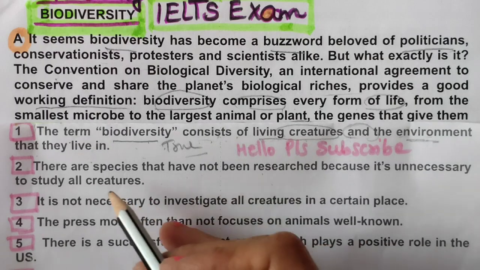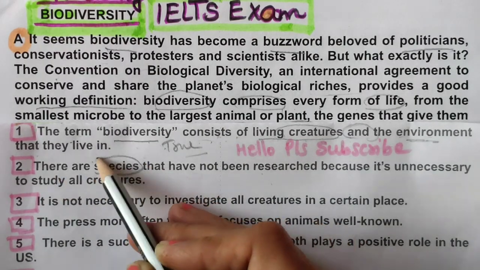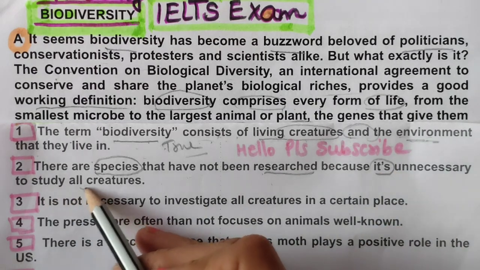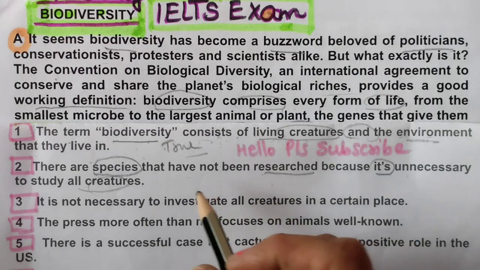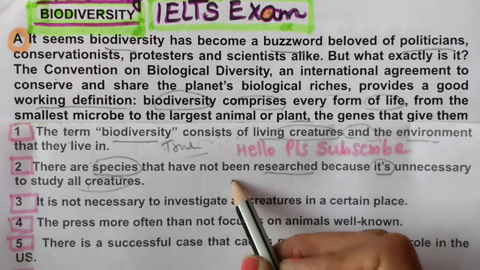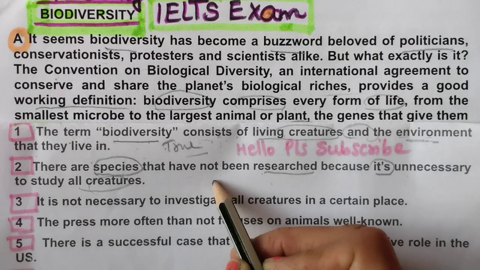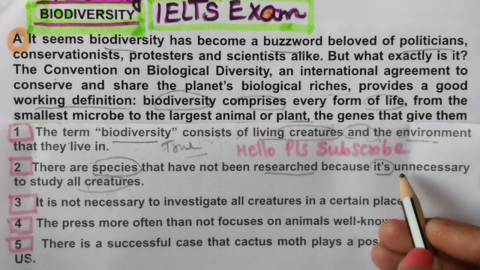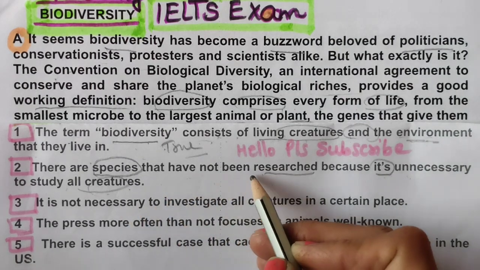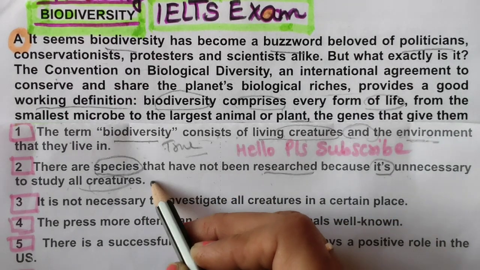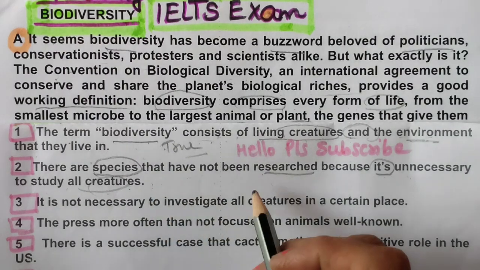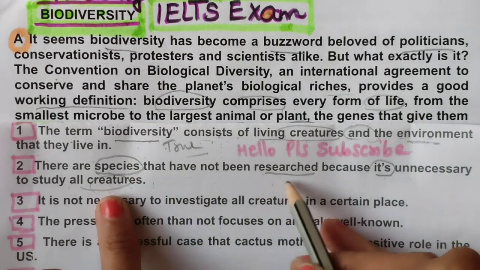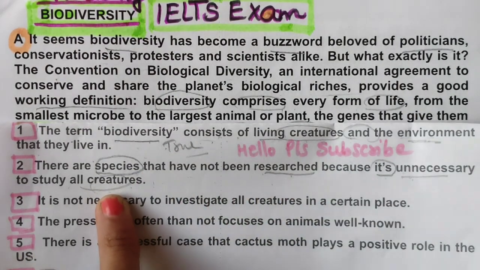Okay, now the second question. There are species that have not been researched because it is unnecessary to study all creatures. If it is unnecessary to study all these species, then it will be true. If it is unnecessary to study, it will be true. And if it is necessary to study all of them, whether they are important or not, then false will be there. Okay, so let's find these species and unnecessary also. Species researched and unnecessary also we can find.